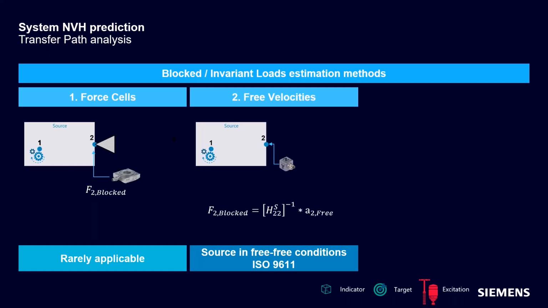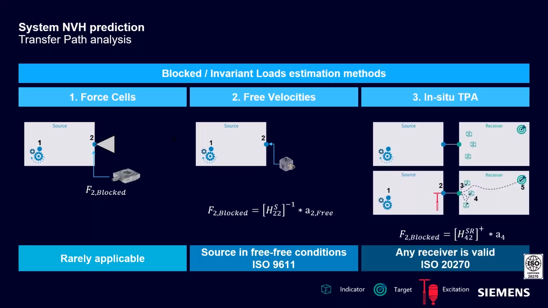There's also a way we can use free velocity, which is similar, but there we're not using any constraints and we're measuring accelerations. Most popular, because it's the easiest to realize in a realistic way, is this thing called in-situ TPA, where we're going to use our source on some receiver, and the theory tells us that it doesn't matter what receiver we use. We can do some mathematic tricks and back out the dynamics of this receiver to get us to this blocked force that is a property solely of the source itself.